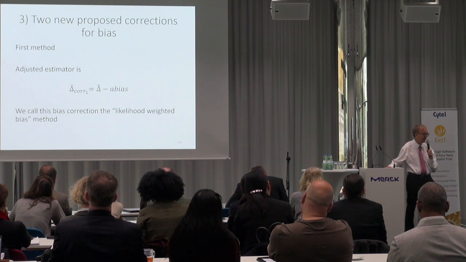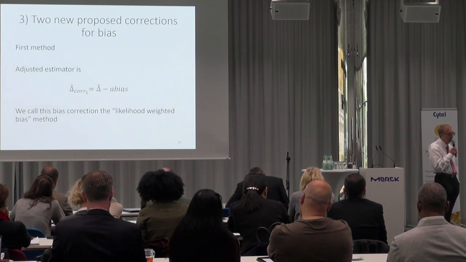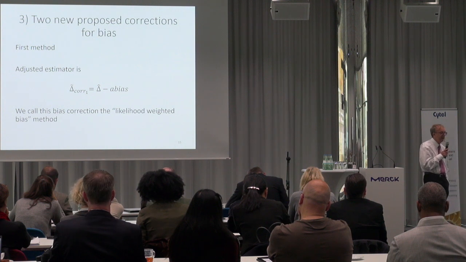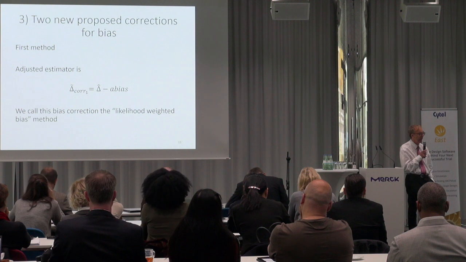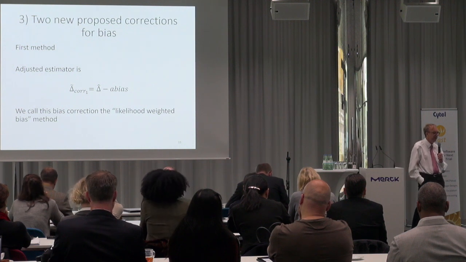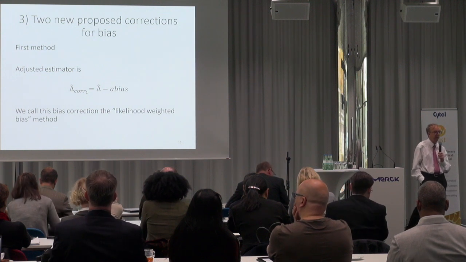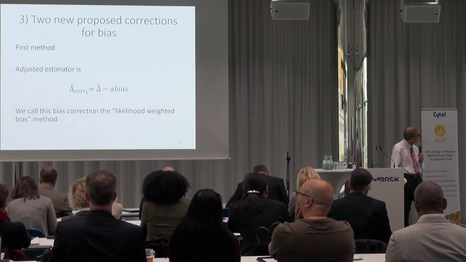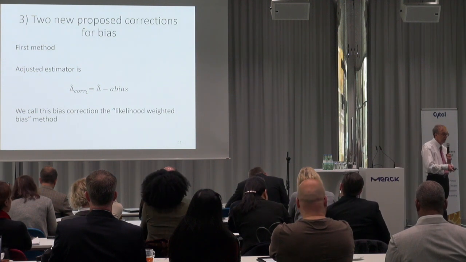So your adjusted estimator, if we call that delta squiggled core, is going to be delta hat minus A bias. You take off the average bias to get an adjusted estimate, and we can call that bias correction the likelihood weighted bias method. Okay, so that's one thing you might do.